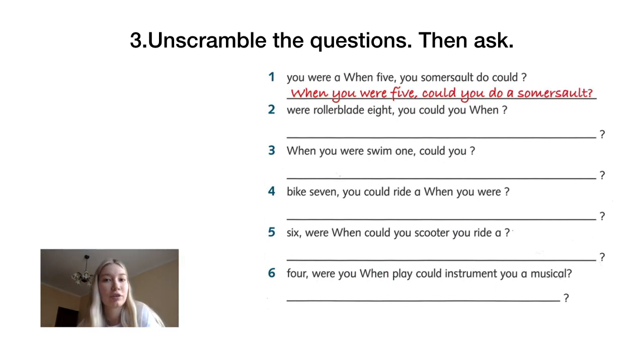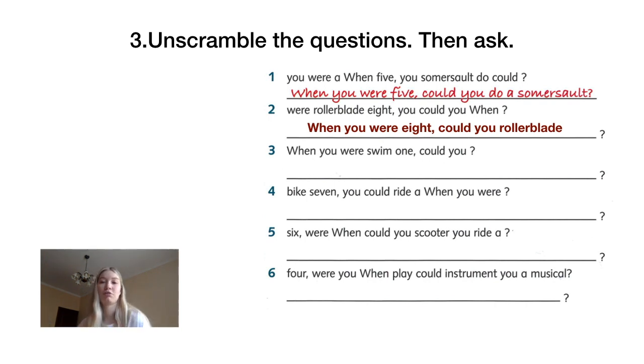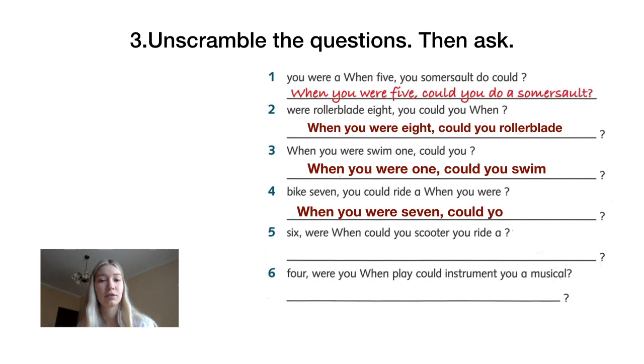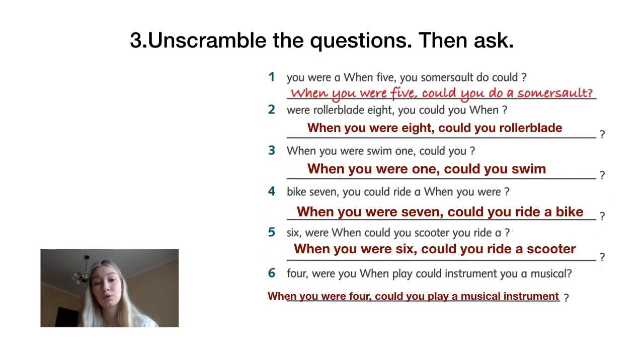Okay, I hope that now you are ready to check your answers. Sentence number 2. When you were 8, could you rollerblade? And please don't forget about the comma. Да, надеюсь, никто не забыл насчет запятой, которая делит у нас две части предложения. When you were 8, запятая, could you rollerblade? Sentence number 3. When you were 1, could you swim? Sentence number 4. When you were 7, could you ride a bike? Number 5. When you were 6, could you ride a scooter? And number 6. When you were 4, could you play a musical instrument?